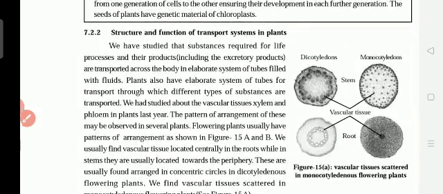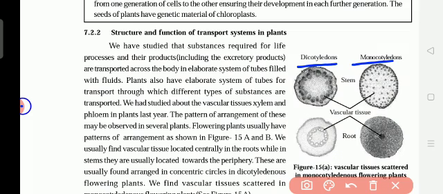Now here we see two kinds of plants. One is the dicotyledonous, another one is the monocotyledonous. So many times I told, if you want to know the meanings properly, you see in YouTube or Google somewhere and find out. Okay, so dicotyledonous.